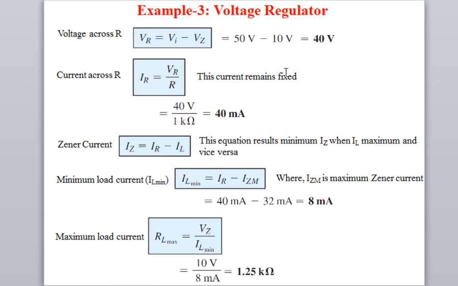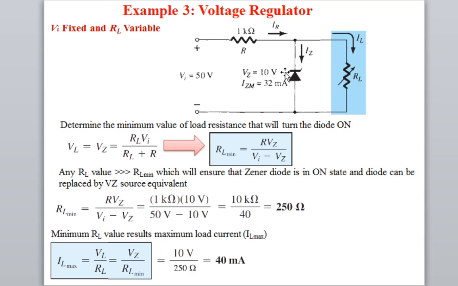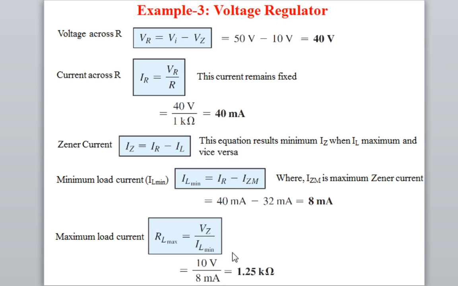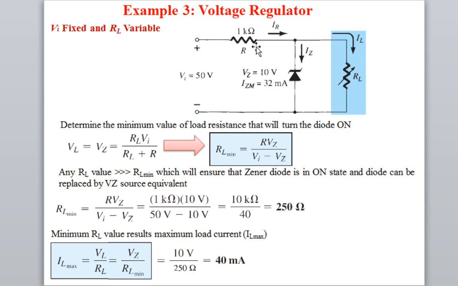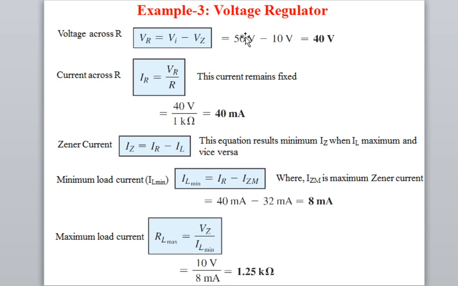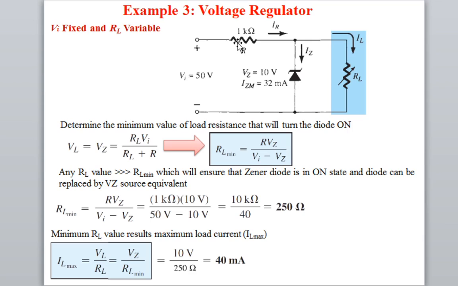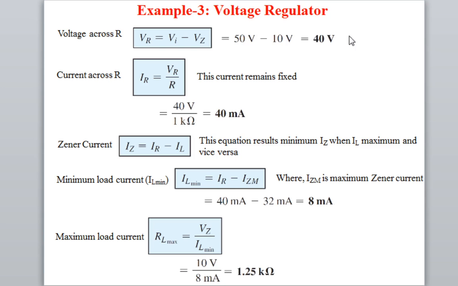Now we are able to know the minimum value of load resistance and the maximum value of load current. Then we can determine the voltage across the series resistance. So how much voltage is developed across the series resistance? That is VR is equal to VI minus VZ. Once the diode is in conducting state, this voltage and this voltage are fixed, that is 10 volt and 50 volt. So this is 40 volt. So the voltage across the series resistance is 40 volt.